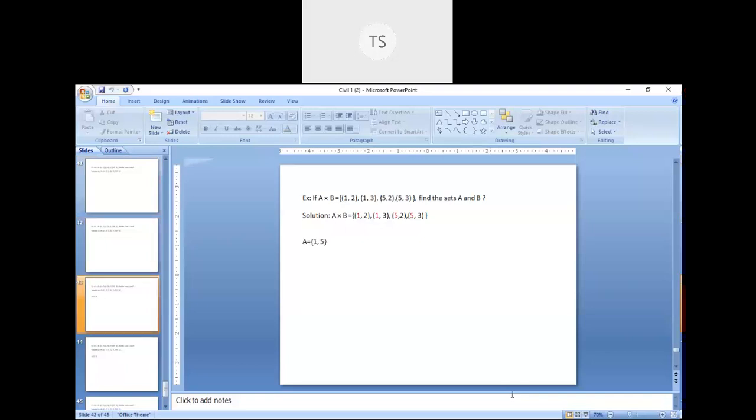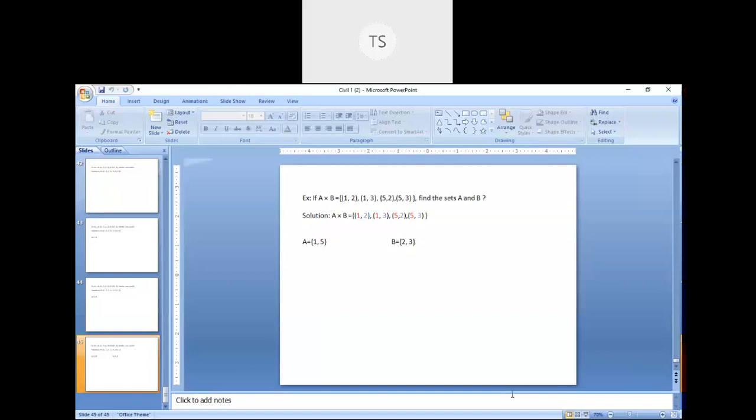See, first elements are 1, 1, 5, 5. So, set A is 1, 5. Similarly, second elements 2, 3, 2, 3. So, set B is 2, 3. See, this is one small example with only two elements. If I give you 8 or 9 elements, can you solve it? Can you write what is A, what will be B?